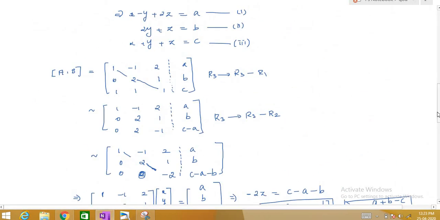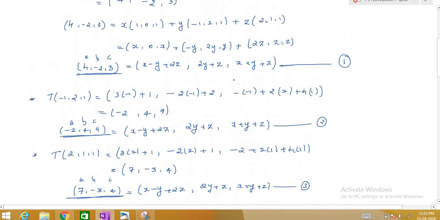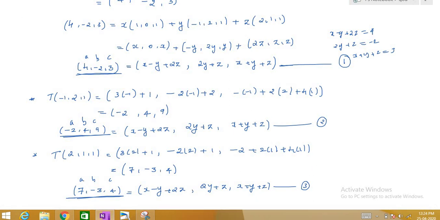So you can also do this by simplifying each and every equation. So you can do this by just x minus y plus 2z is equal to 4, and 2y plus z is equal to minus 2, and x plus y plus z is equal to 3. You can solve this equation also, but it will take much more time when compared to this method, right? So we'll move on to the second question now.